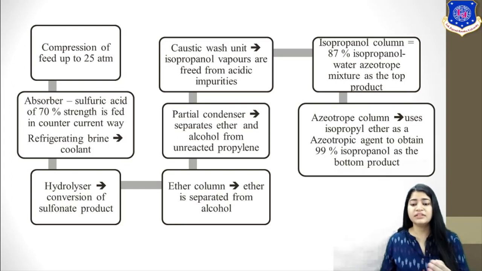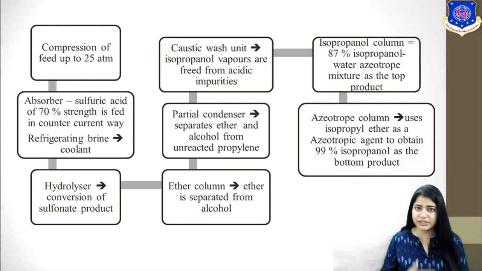Now this azeotropic mixture, of course, has to be separated, right? Then it is sent to the azeotropic column, where which kind of distillation is going on? Azeotropic distillation is occurring here. Now here you use isopropyl ether as your azeotropic agent, right? A third entity which is added, that is your isopropyl ether. Now from here you get 99% isopropanol as a bottom product.